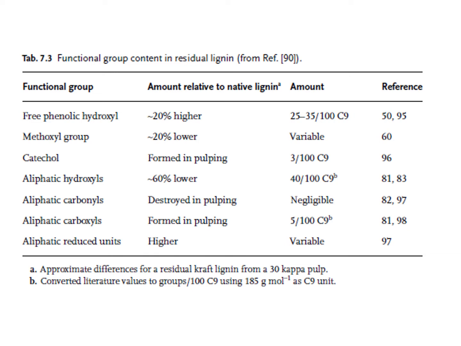you have noticed that it is written there in the table, below the table, the reaction sites like the olefinic bond, double bonds, the phenolic group, carboxylic acid group. So you can check in this table the functional groups contained in the residual lignin, basically free phenolic hydroxyl group, then aliphatic hydroxyls, aliphatic carbonyls, aliphatic carboxyls, aliphatic reduced units. Okay, these groups are there in the residual lignin.